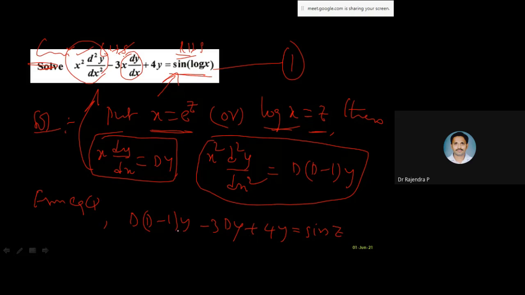Okay, so now we have to simplify this. D square minus D minus 3D, so in total it will be minus 4D plus 4. What am I going to get? D square minus 4D plus 4 into y is equal to sine z. So it is an LDE with constant coefficients, of the form f of D into y is equal to X form, but it is in terms of z. Y depends this time on z.